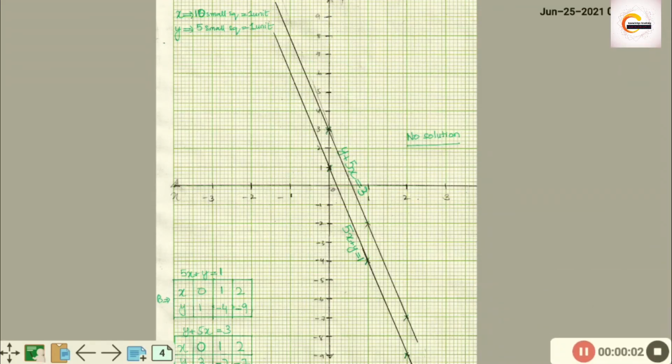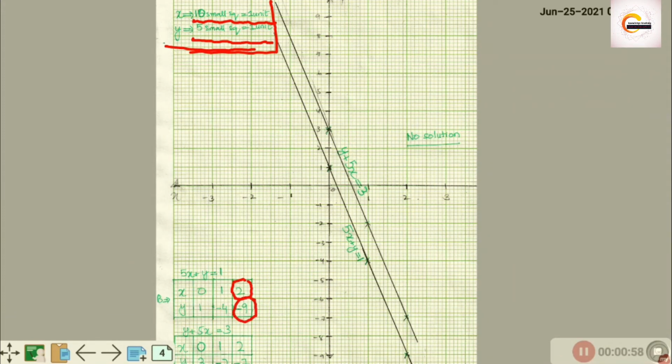Question number 5A, the graph. First of all, let's talk about the scale. No particular scale was mentioned in the question, so I have made a scale that is more visible and easy for plotting the 3 points that we have calculated. I have taken on the x-axis 10 small squares equal to 1 unit, and on the y-axis 5 small squares equal to 1 unit. I looked at the maximum number on each axis: on the x-axis the maximum was 2, and on the y-axis the maximum was -9.